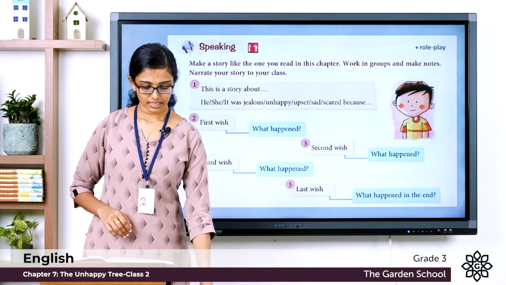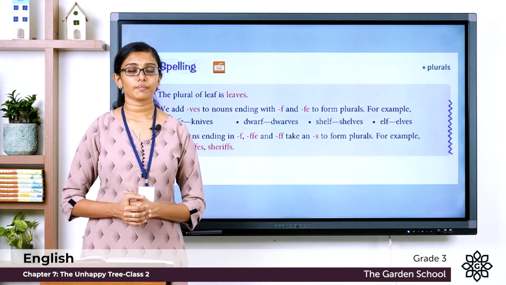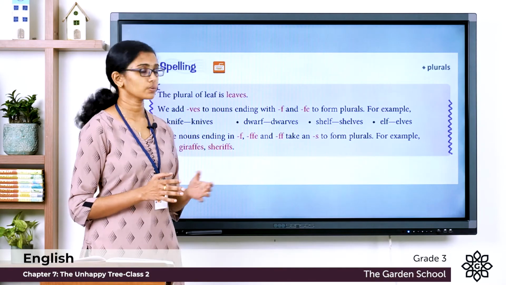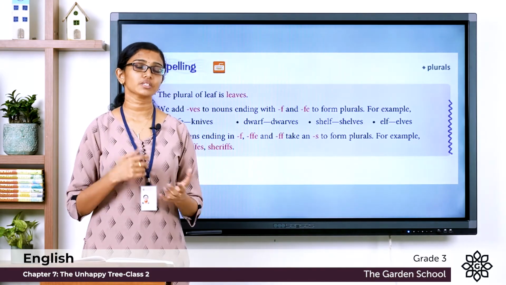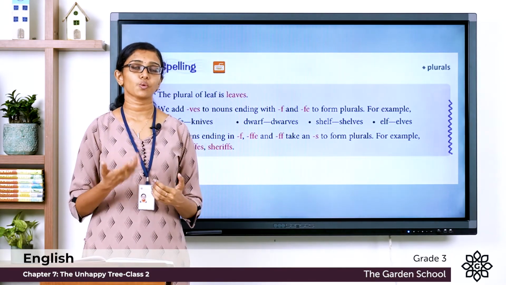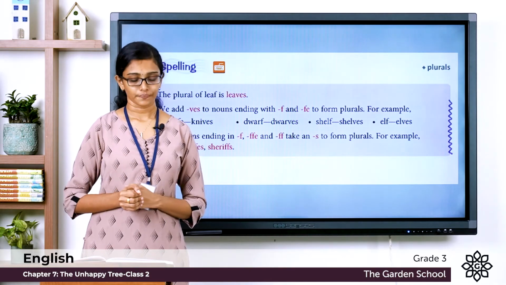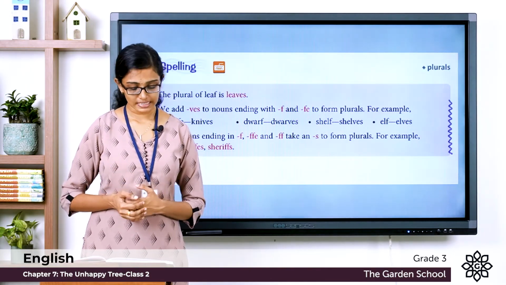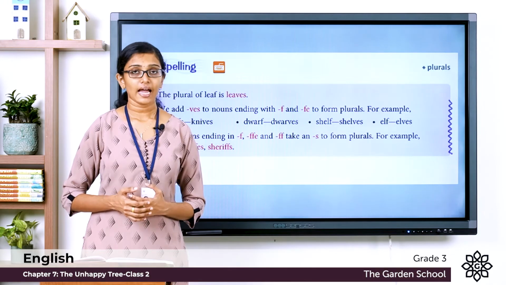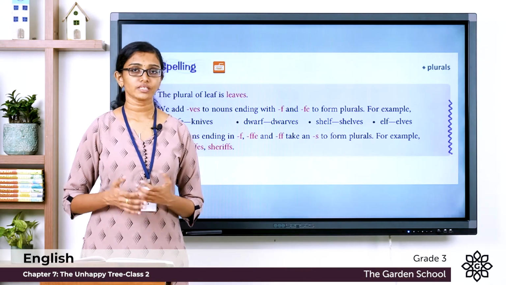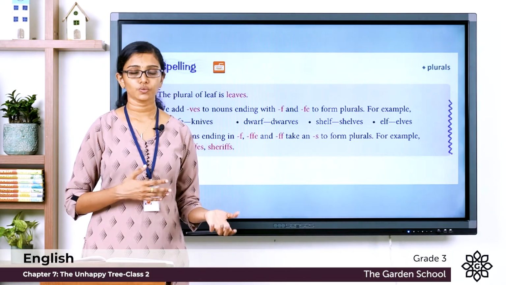The next section is the spelling exercise and it's about plurals. What do you mean by plurals? When there is only one item, we say it's singular. And when there is more than one, we say it is plural. The plural of leaf is leaves. We add VES to nouns ending with F and FE to form plurals.